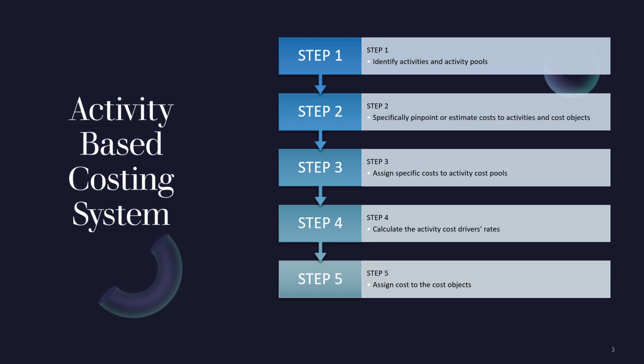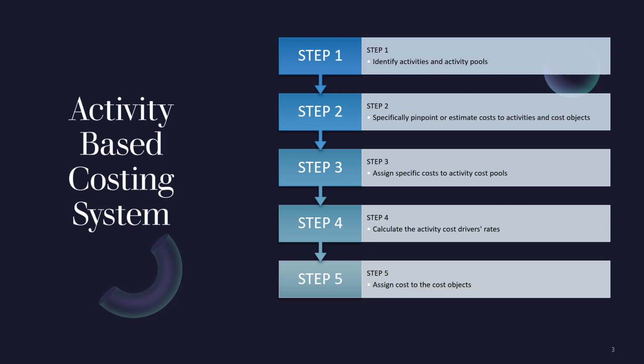Step 2 is where the management will specifically pinpoint or use an estimation of costs, if necessary, to activities and cost objects appropriately. For Toyota, this would be them pricing out the cost for the different options for the multiple trim levels for any specific model.